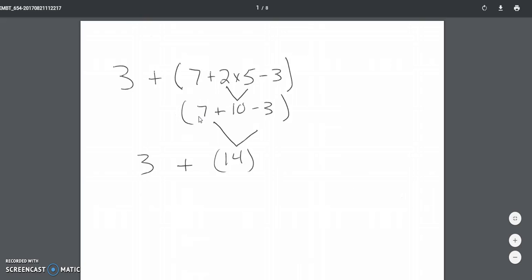I now do my addition and subtraction. What's left? Well, 7 plus 10 is 17. 17 minus 3 is 14. So I bring down what's left, and you see I have 3 plus 14. What's my final answer? You guessed it, 17.